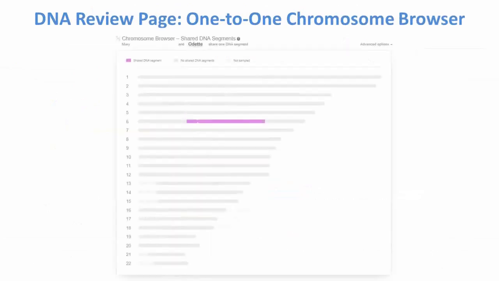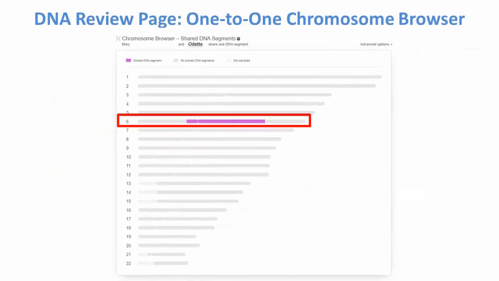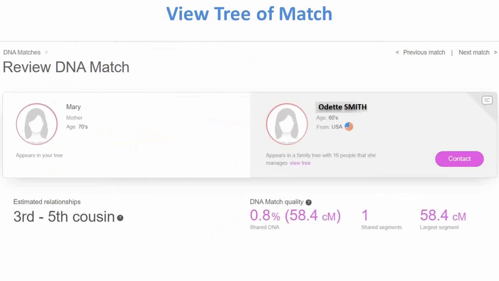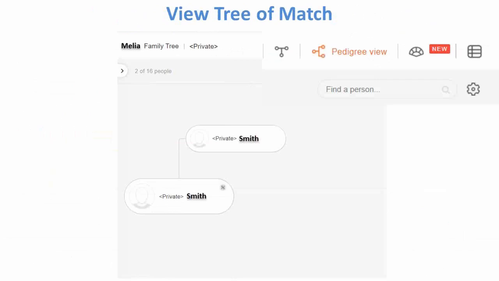And the final thing on the DNA review page is the one-to-one chromosome browser. Now, I'm not going to talk much about this here because I'm going to have a little section on chromosome browsers later, but it just shows that one big 58 centimorgan segment on chromosome 6. So let's scroll back up to the top of the page, and we want to view this tree with these 16 people to see who else might be in there. And it takes us to what is probably the home person, probably Odette's husband, Private Smith, who has a father, Private Smith. So that's not terribly useful either.